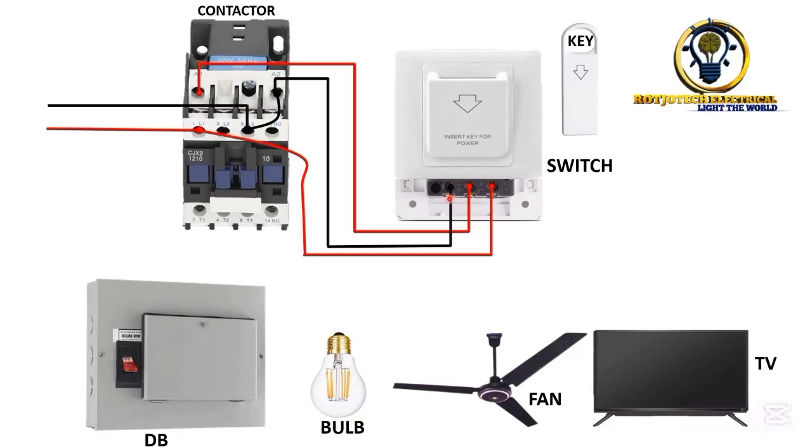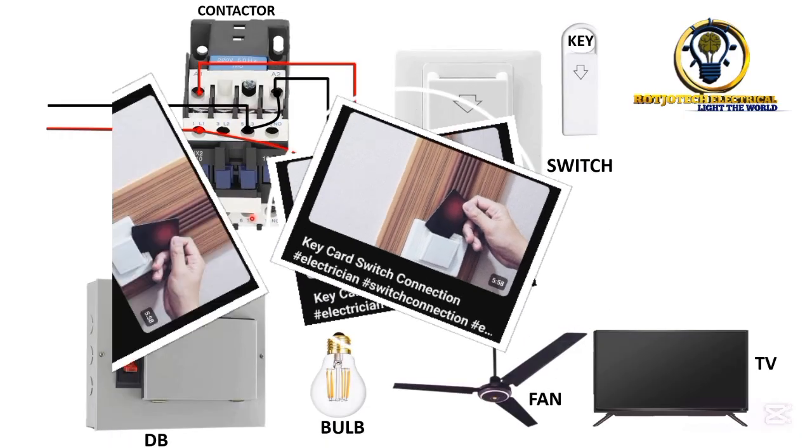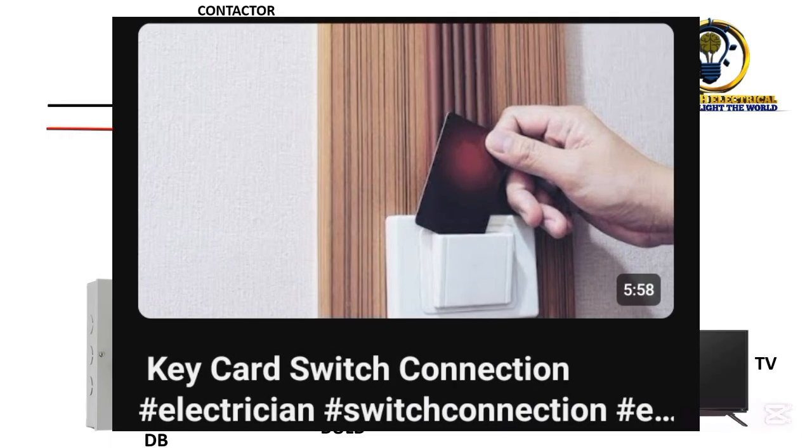And now we want to power our distribution board by using this contactor. The output of neutral is going to come out from T3, because we supply L3, and you know all the terminals up here and down here are normally open. For you to understand what I'm trying to say, check my video on contactor and my other video on how to connect key card switch with contactor.